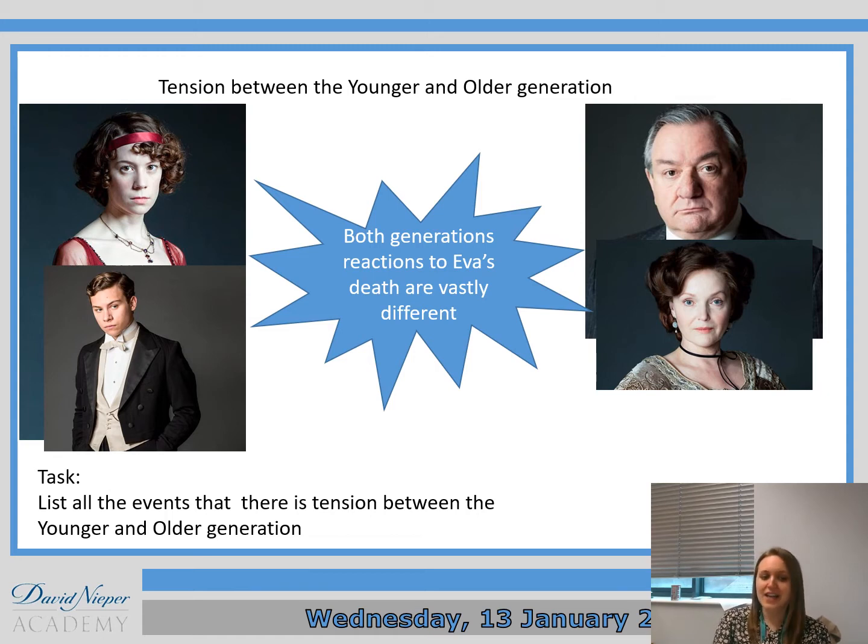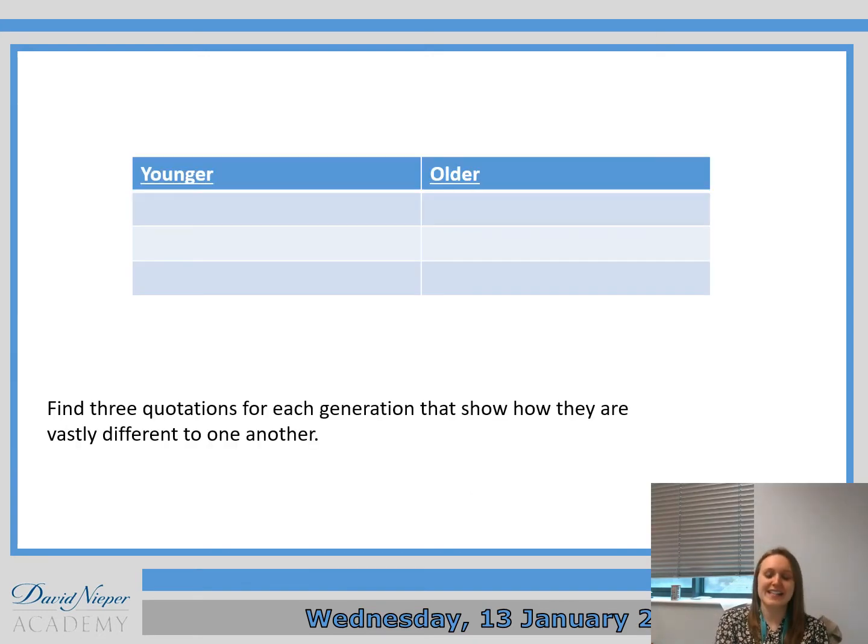Your task then, can you list all the events that you can think of that show that there is tension between the younger and older generation? You don't have to do quotations for this bit, you can literally just brainstorm all the events that happen that show tension between the younger and the older generation. I would give yourselves roughly 10 minutes to do that, it might take you a little less. Right, now you have to really think. So I've done it as a table, you don't have to do it as a table if you don't want to, it's up to you.